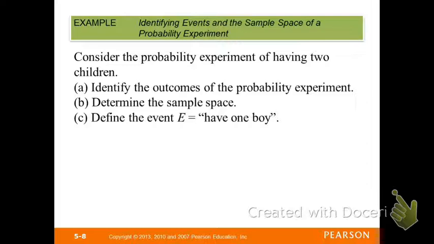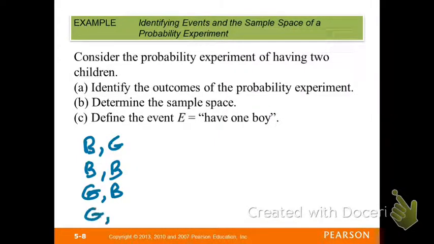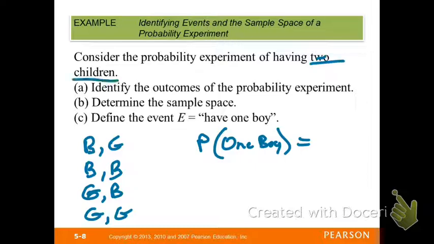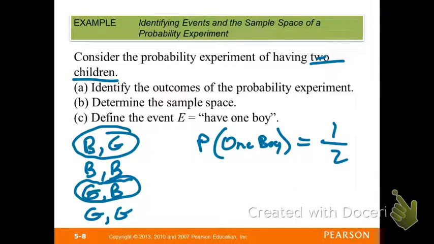Where is that? It's not going to be available to me. But we had the list of outcomes. We had boy, girl, boy, boy, girl, boy, and then we have girl, girl. So if we talked about the probability of having exactly one boy, the probability of one boy in a two-child family, of course, that would be two choices out of four, which would simplify to 1/2, okay?